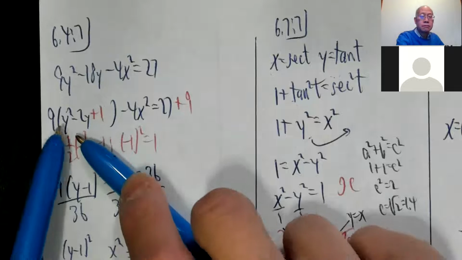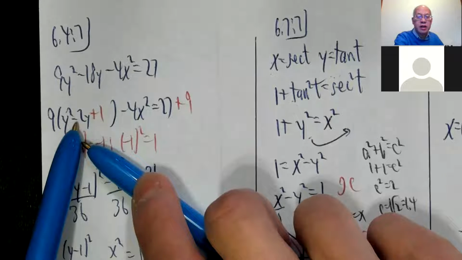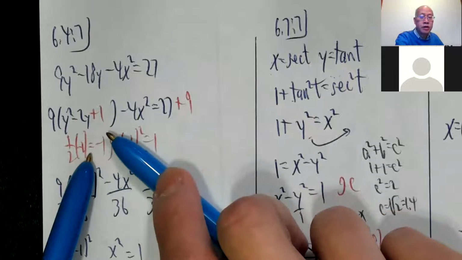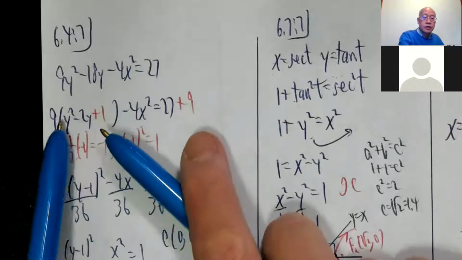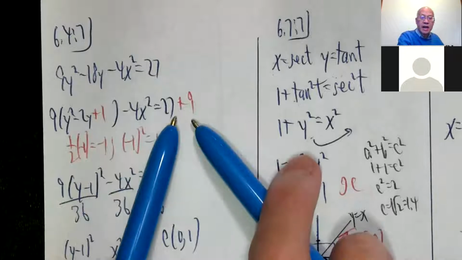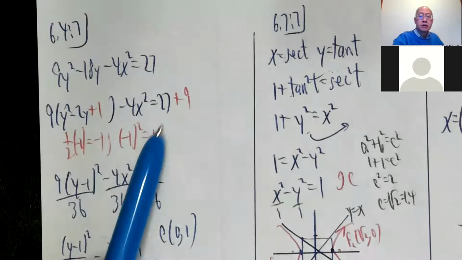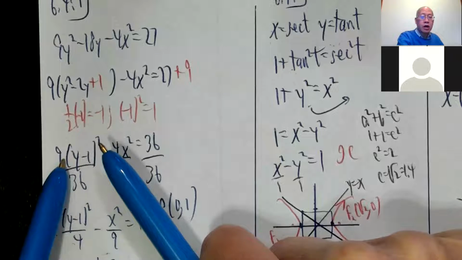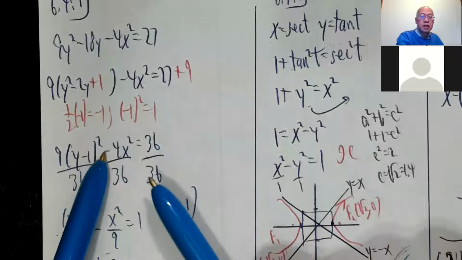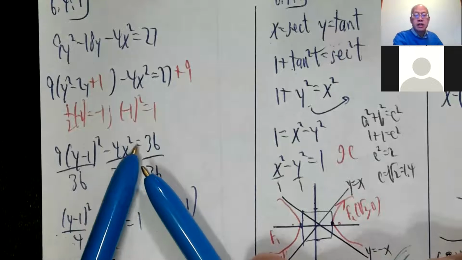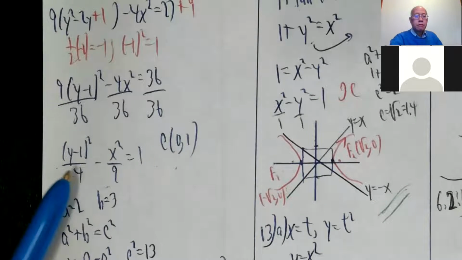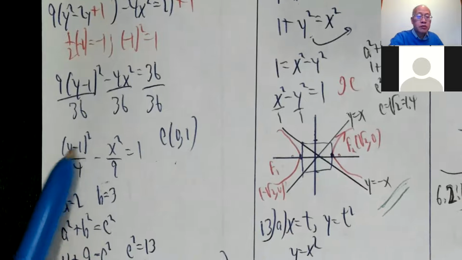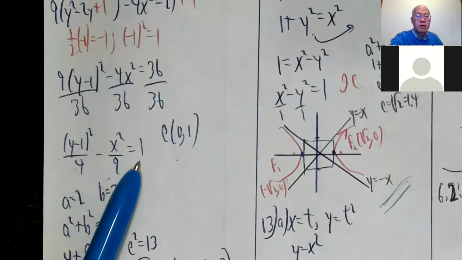Now I complete the square. Half the coefficient of y and square it. Half of -2 is -1. -1 squared is 1. Add 1 here, but because of the distributive property, that's actually adding 9. So the right-hand side is 36. This factors into 9 times (y minus 1) squared minus 4x squared equals 36. The right-hand side is supposed to be 1, so divide everything by 36. (y minus 1) squared over 4 minus x squared over 9 equals 1.